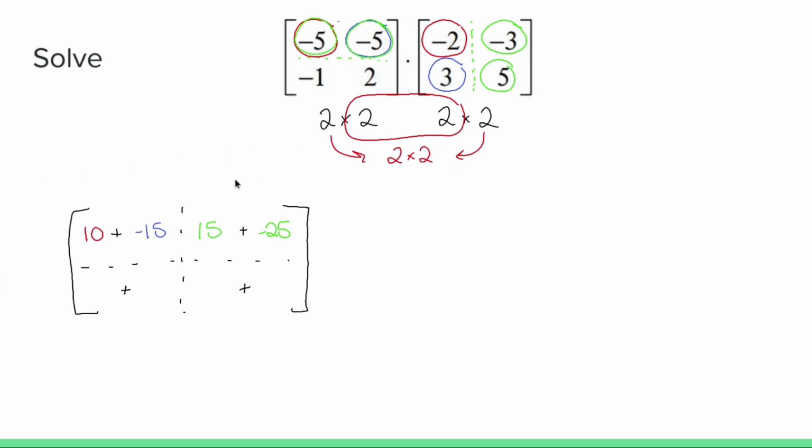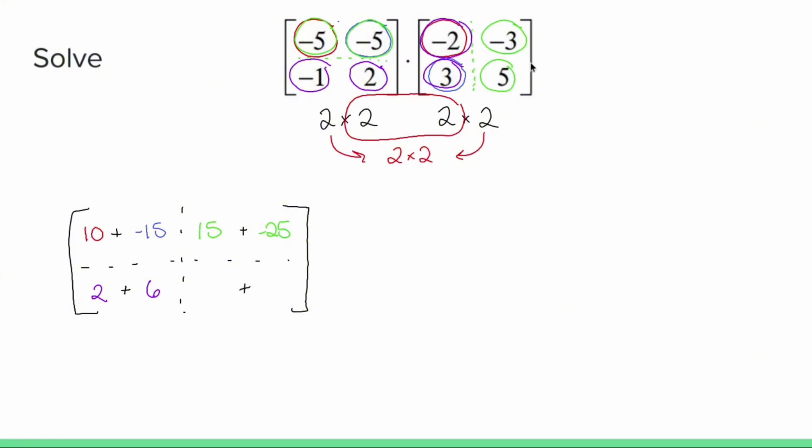Do it again. Now we're on the second row, first column. So the second row is negative 1. Multiply that by the first column, negative 2. And negative 1 times negative 2 is positive 2. Do it again. The second element in each is going to be 2 times 3, which is 6. We'll clean that up when we have to.